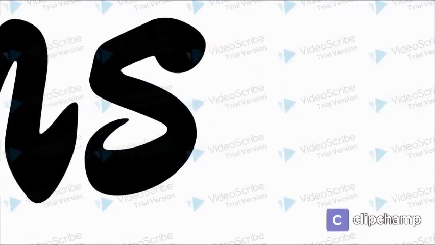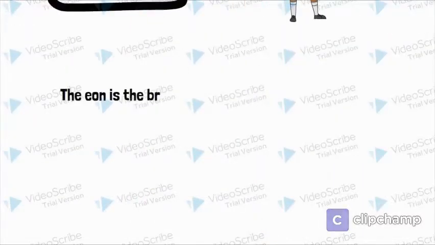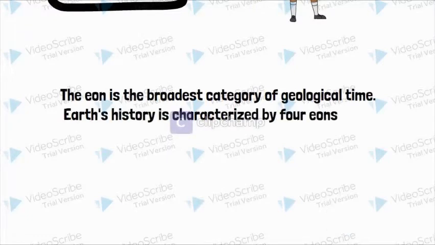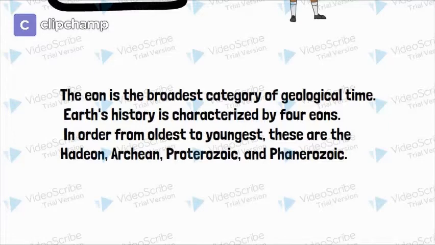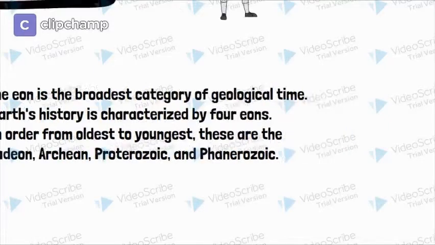Eons. The eon is the broadest category of geological time. Earth's history is characterized by 4 eons, in order from oldest to youngest. These are the Hadean, Archean, Proterozoic, and Phanerozoic.